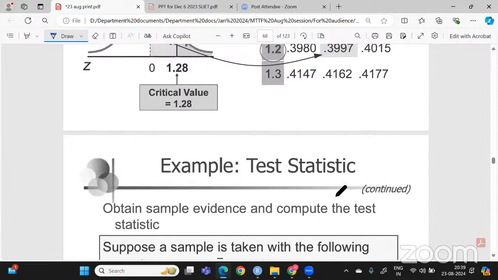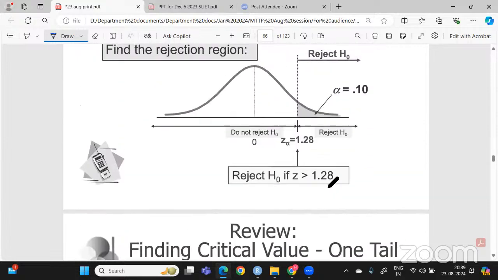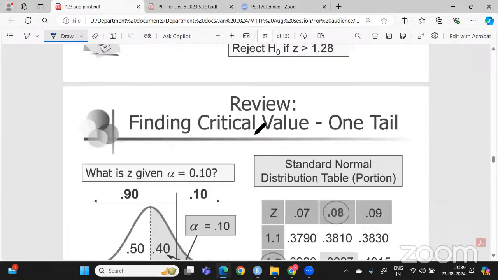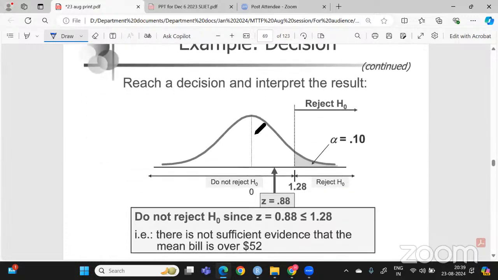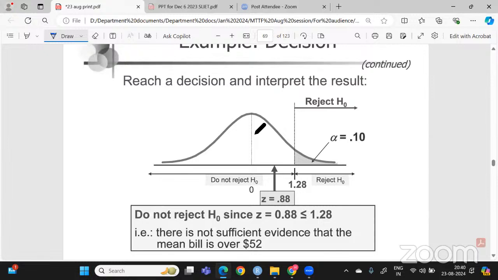So you can easily see that 0.88 is less than 1.28. Yes or no? So it means our value of Z lies in this region. So should we accept or reject the null hypothesis? Anyone can answer this?